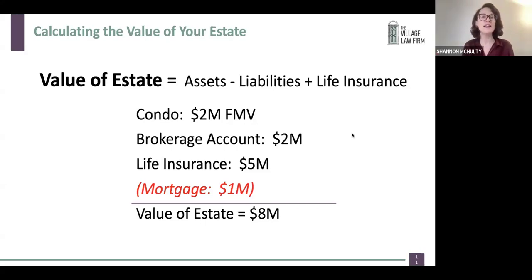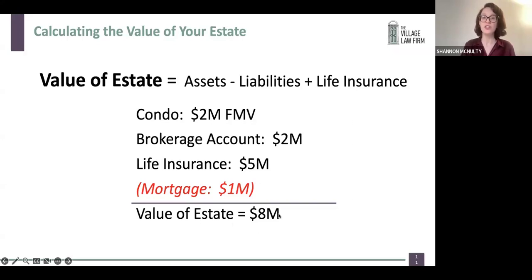So this is an example. Say you have a condo worth $2 million. You have a brokerage account of $2 million. You have life insurance of $5 million, and there's a $1 million mortgage on your condo. The value of your estate in this scenario would be $8 million. So that's just the simple scenario of how you do that calculation.